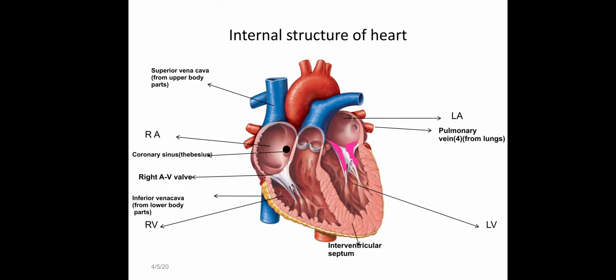Now from the left atrial chamber, the blood is pumped into the left ventricle with the help of a valve which is called a bicuspid or mitral valve. Because of the presence of 2 cusps, it is called the bicuspid valve.